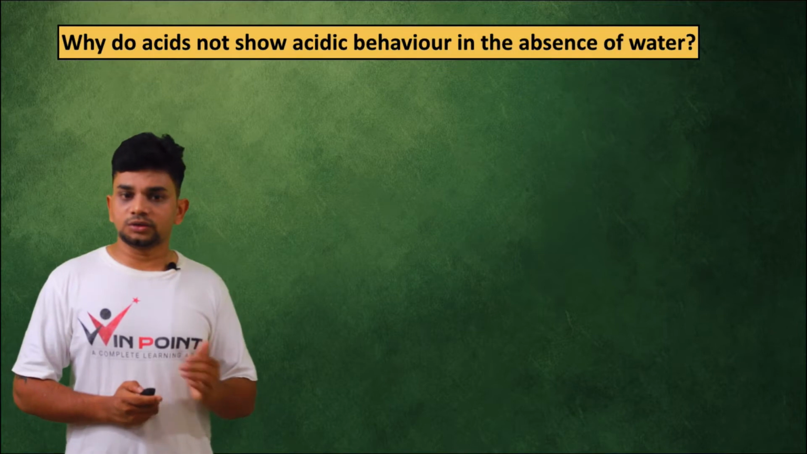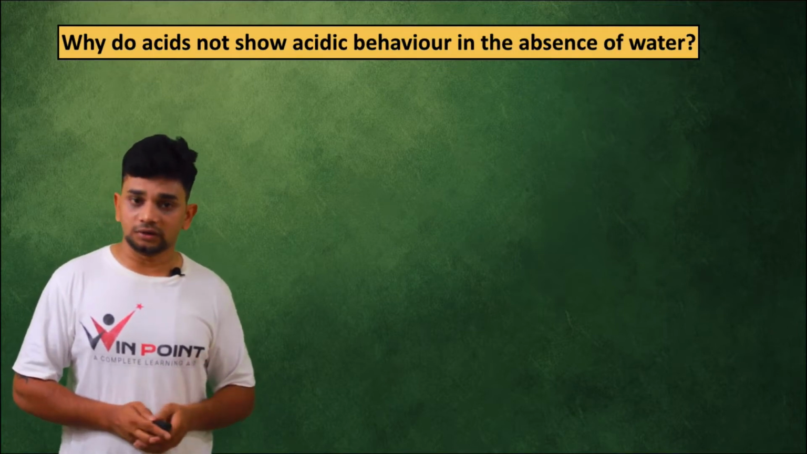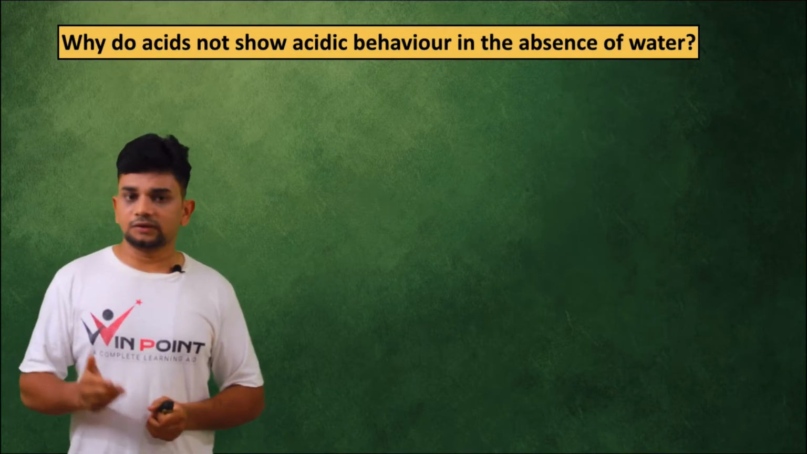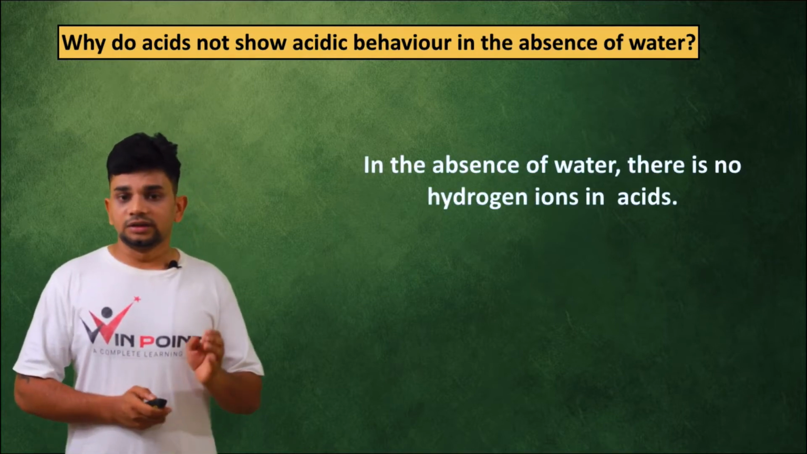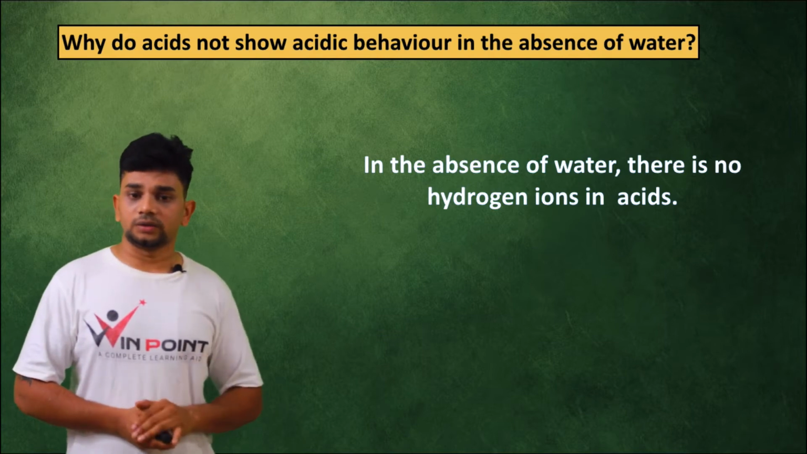Why do acids not show acidic behavior in the absence of water? The acidic behavior is based on the H plus ion. If there is no water, there won't be any H plus ion. In the absence of water, there is no hydrogen ion in acids.